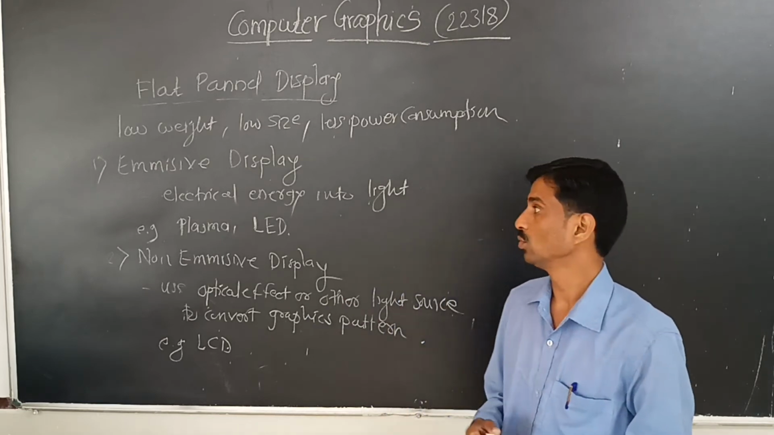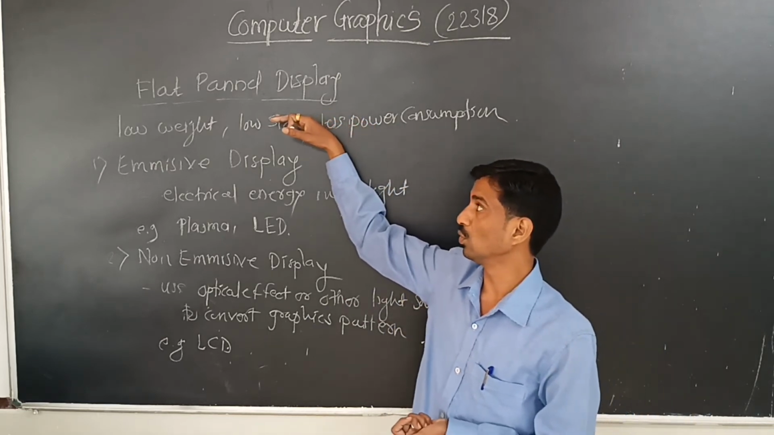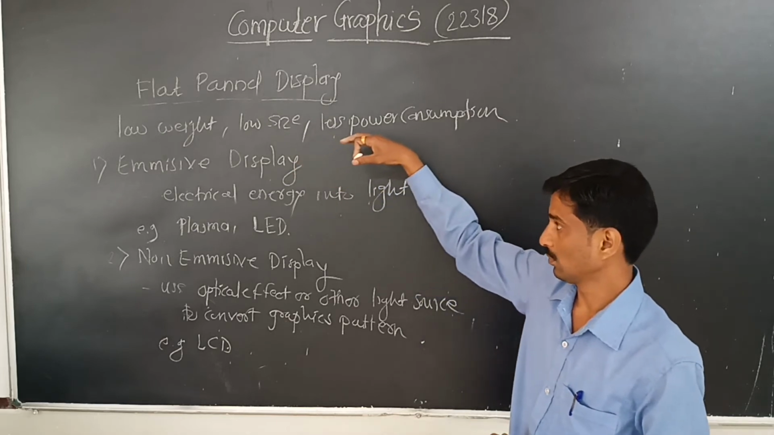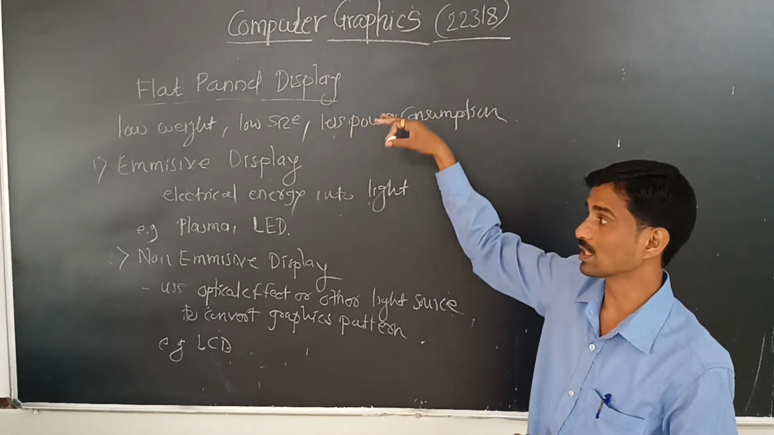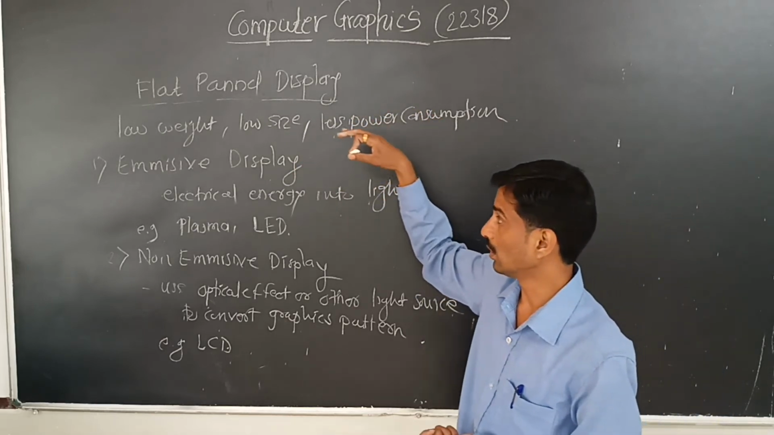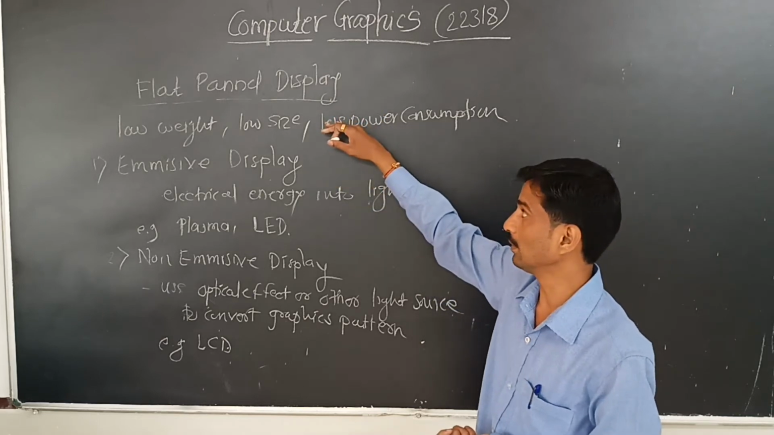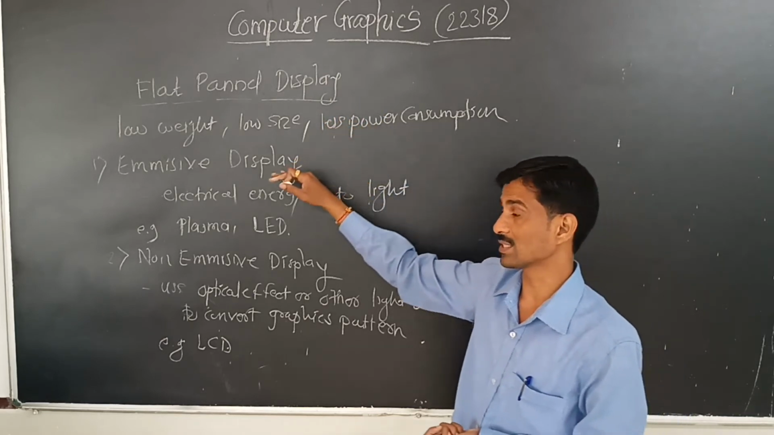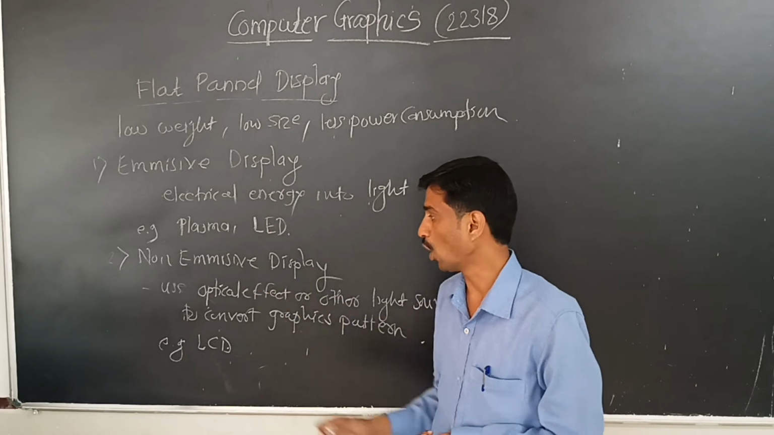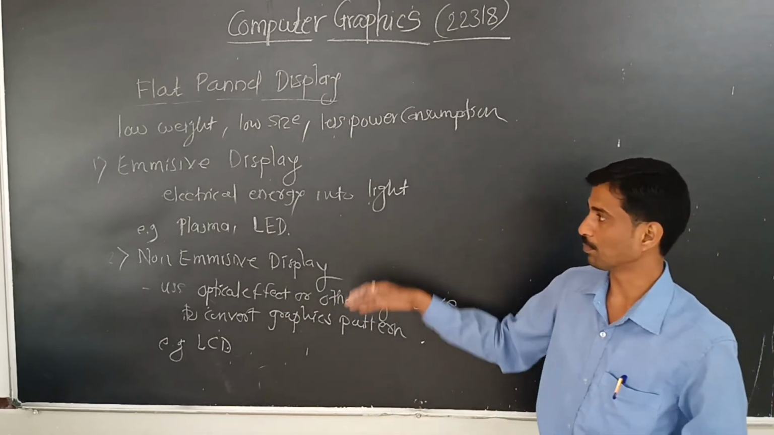So just now, only concentrate on the types of display device, that is types of flat panel display. First is emissive and other is non-emissive, and the example.